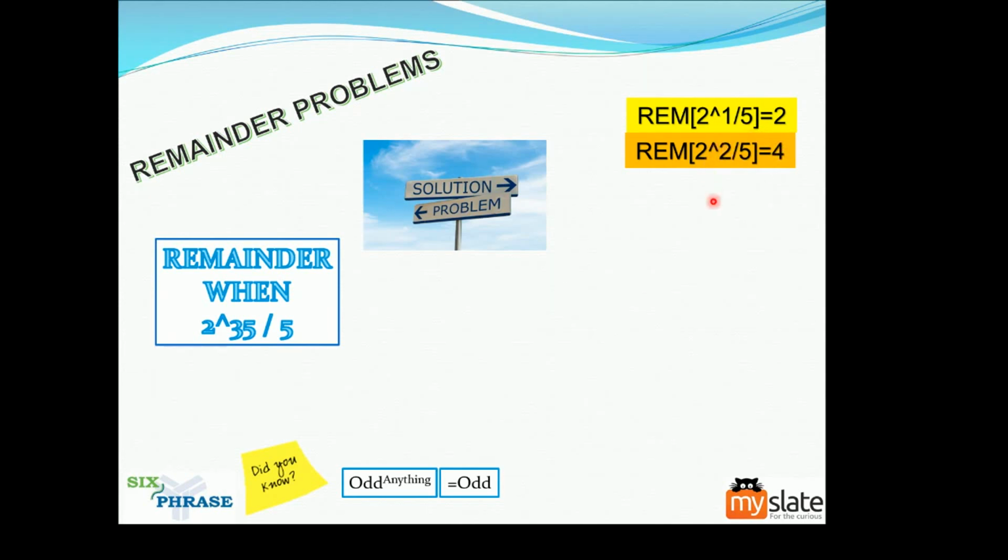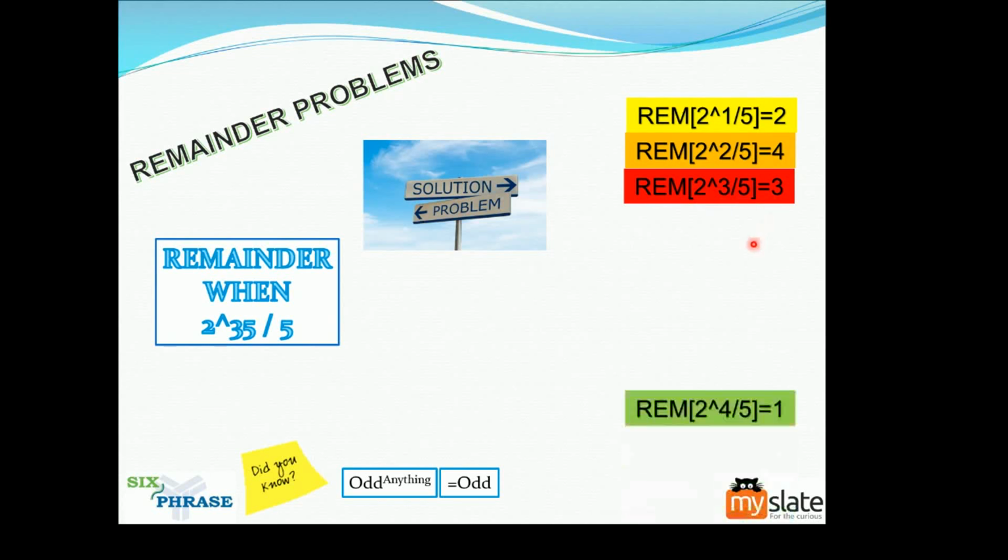Next, 2 cube divided by 5. Now here you cannot use the principle where the dividend is less than the divisor, because what is 2 cube? 2 cube is 8, right? So 8 divided by 5, what is the remainder? The remainder of 8 divided by 5 is 3. So that is the answer.